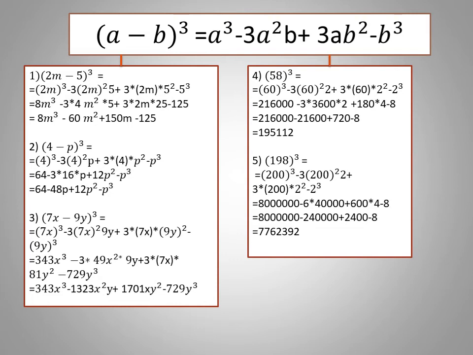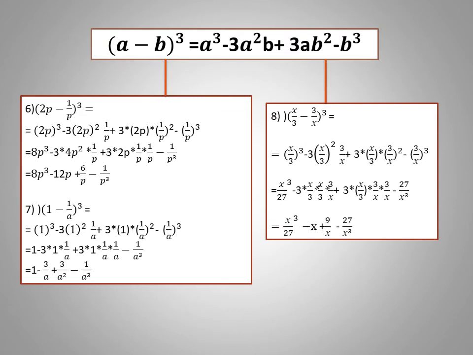6 zeros. Then we will write there on 8 there are 6 zeros, then 80 lakh minus 6 into 200 square. By the same method, 2 square is 4, 2 zeros there, 2 2s are 4 means give 4 zeros, that is 40,000 into 2 plus 600 into 4 minus 8. When you multiply there, 80,00,000 minus here 24,000 plus 2400 minus 8, you will get the answer there: 77,62,392.